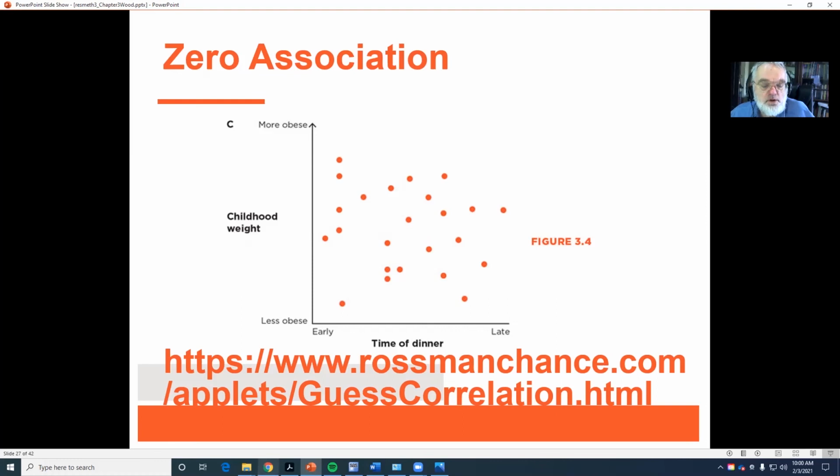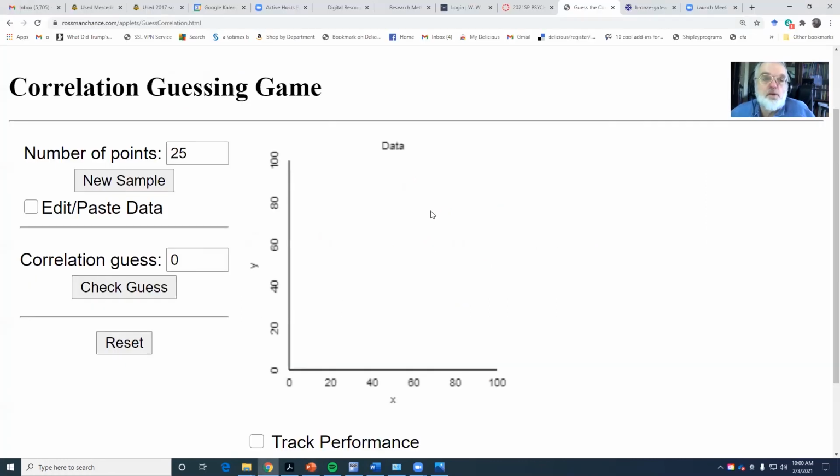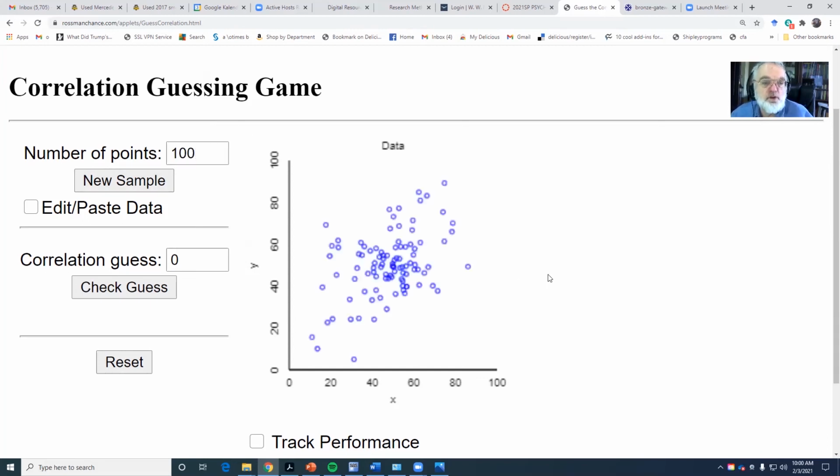So let's take a little look at that. I'm assuming you can see this. It's a correlation guessing game. And if you want, you can play with this and enter in a sample size, say 100, and say, hey, generate me a sample. So you can see in this one probably that that's an example of a positive correlation. The reason that I have students play around with this a little bit is you want to get some general idea of an eyeball guess of what a correlation is based on this display.